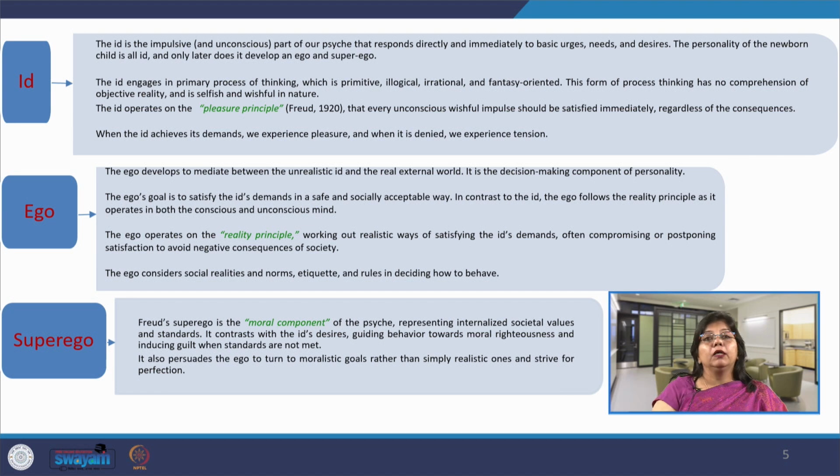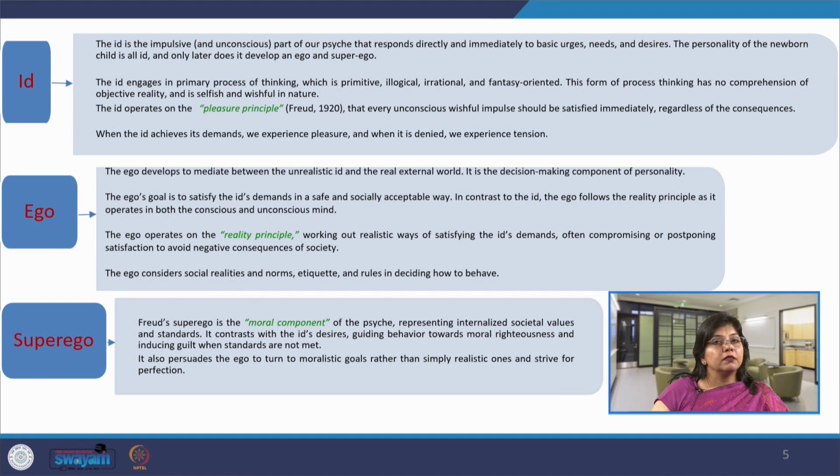The other is ego. Ego develops to mediate between the unrealistic id and the real external world. So, the ego will try to monitor the id in a way that even if the id wants to satisfy its desires, no matter how irrational, the ego will try to satisfy the id based on social reality or social rules and expectations. So, it is a decision making component of personality.